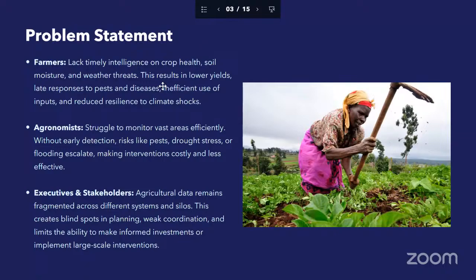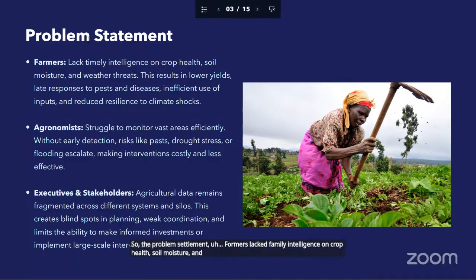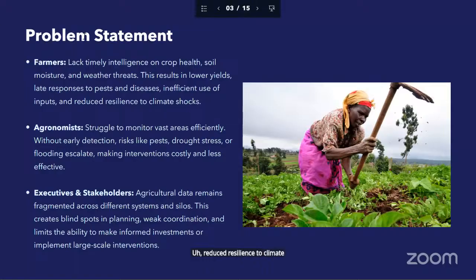The problem statement: farmers lacked timely intelligence on crop health, soil moisture, and weather threats, and that resulted in lower yields, late response, inefficient use of inputs, and reduced resilience to climate shocks.